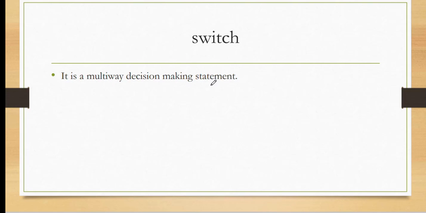Another decision making statement is the switch statement. Switch is a multi decision making statement. Previously you have seen one or two cases. But if I have multiple decisions, for example, 0 to 30 is a failure, 35 to 50 is one grade, and 80 to 90 or 90 to 100 is another grade, something like that, then we use the switch statement.